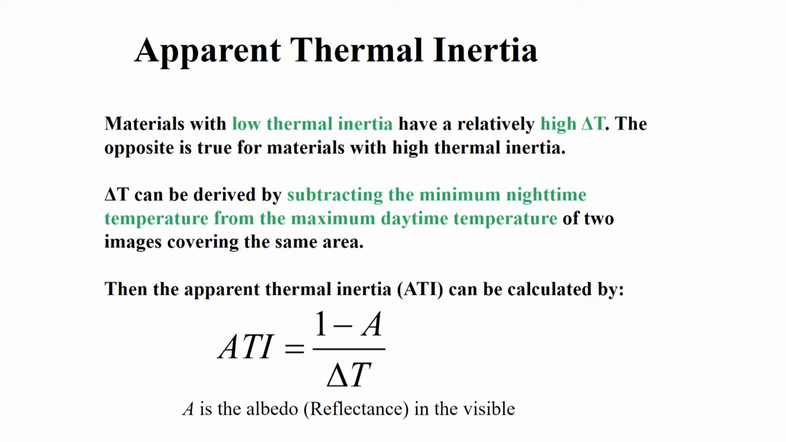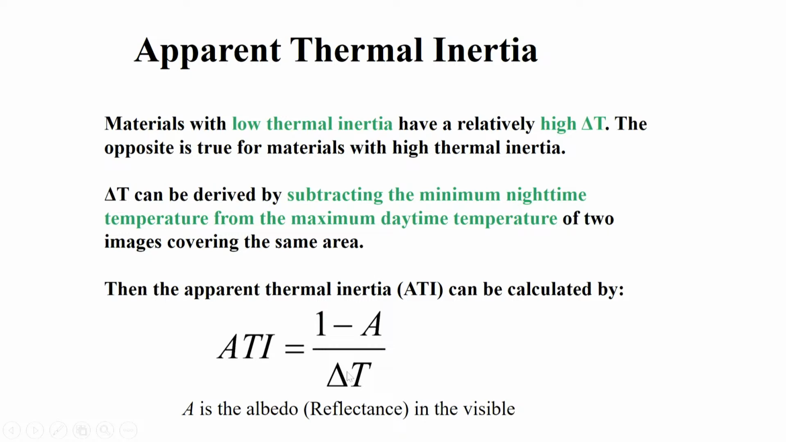Now here the same formula: apparent thermal inertia equals 1 minus A divided by delta T. Delta T can be derived by subtracting the minimum nighttime temperature from the maximum daytime temperature, and two images will be used to calculate this difference in the temperatures. So all the materials which have low thermal inertia will have high delta T, because you can see that when the temperature difference delta T is very high, then apparent thermal inertia will be low.